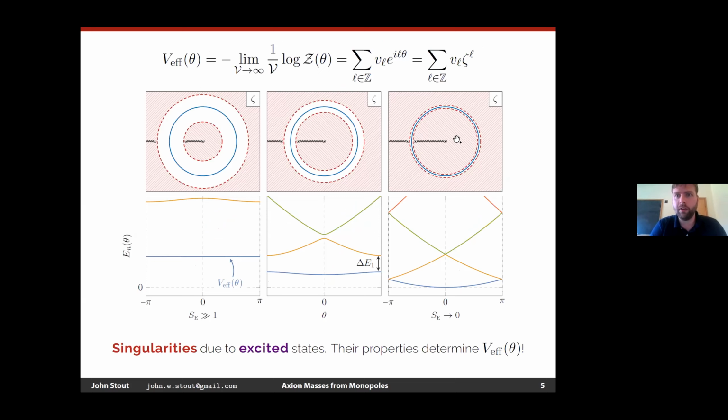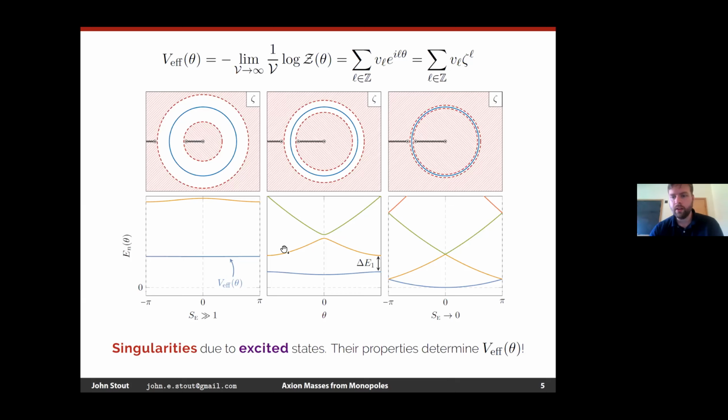And so how we should understand the appearance of these singularities, or the appearance of these diverging derivatives, is in terms of some excited states becoming light, some energy gap closing. This effective potential has to have singularities somewhere in the complex domain. And as I take the instanton action to 0, these singularities are pinching on the axion's field space. And that's causing this loss of control.